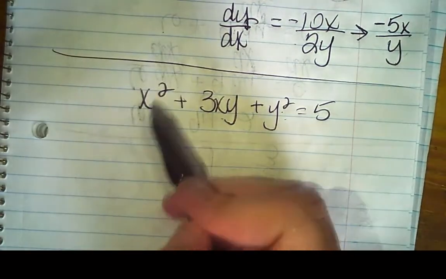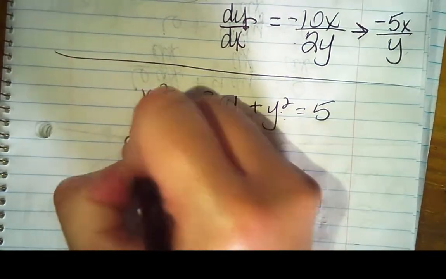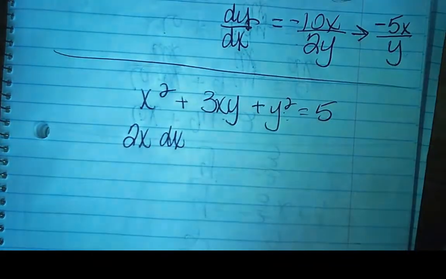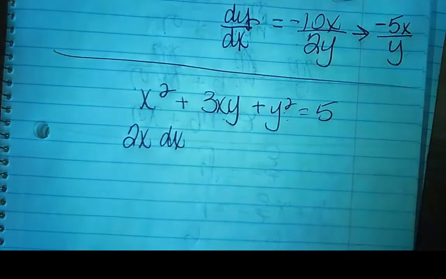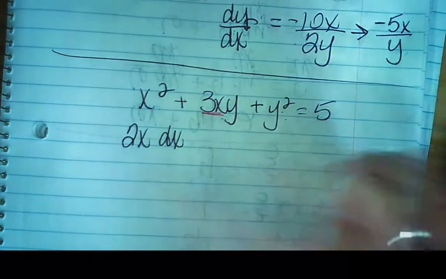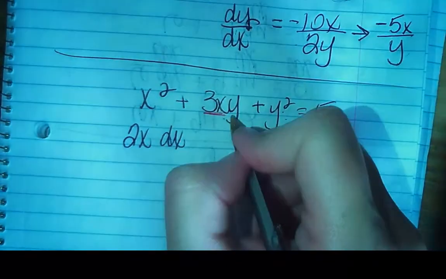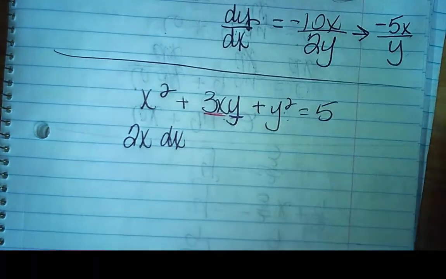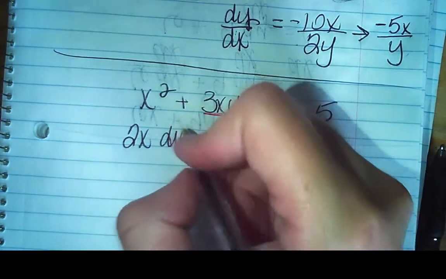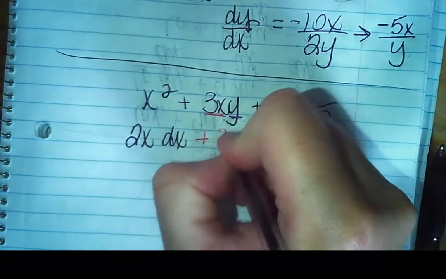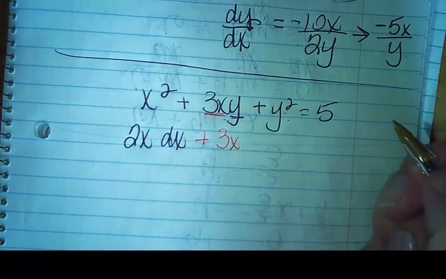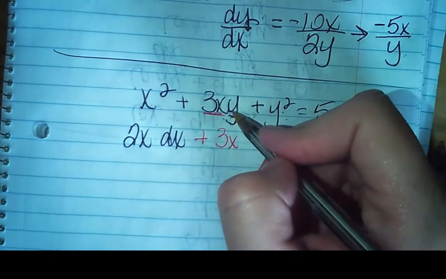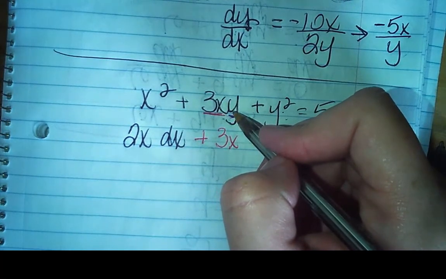So what's the derivative of x squared? It is 2x dx. Okay, don't forget your dx. On here, I'm going to have to do product rule, because I got variables times variables. So what I have is the first, which is just 3x, times the derivative of the second. So what's the derivative of y?